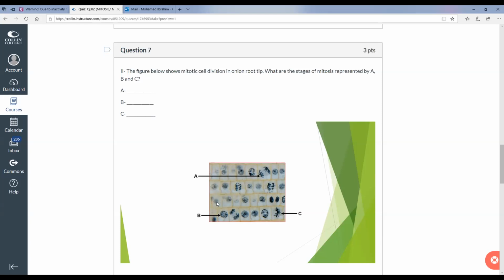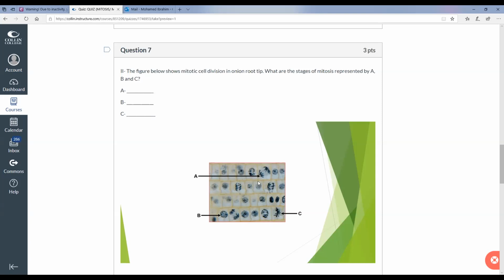Here, when you see cells like that, where there is no condensation of the nucleic acid, this represents an interphase. I'm not going to confuse you with this, but you will always see these kinds of phases in your test. Like here, this is also anaphase. This is another anaphase here.